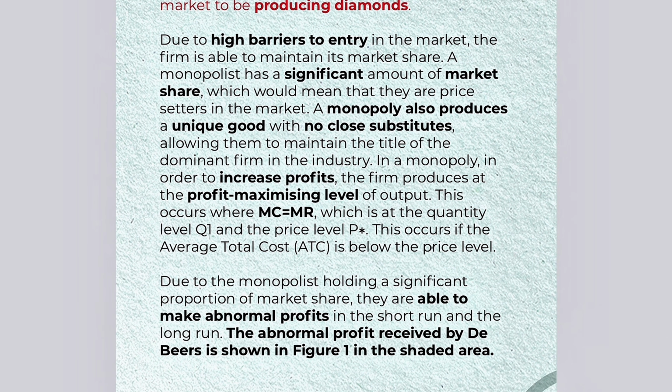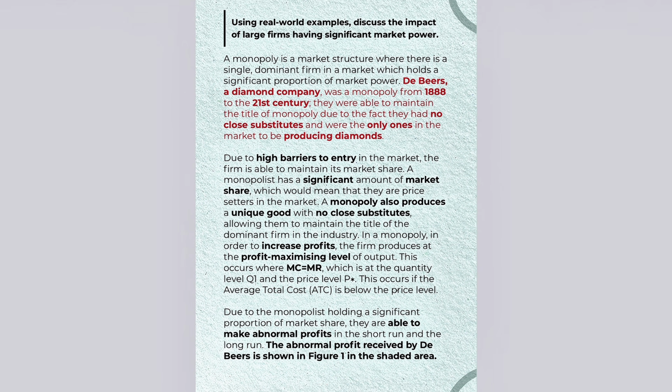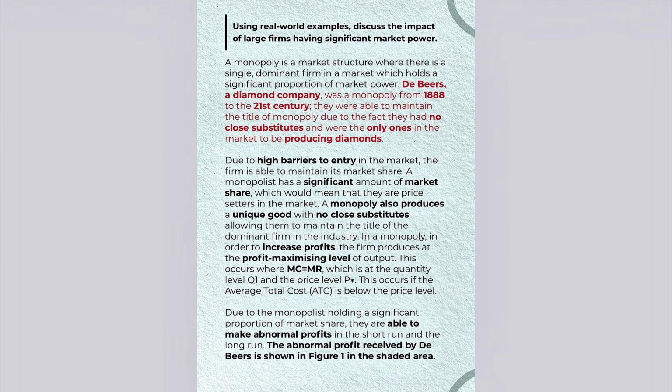And then the final paragraph here is due to the monopolists holding a significant portion of the market share, they are able to make abnormal profits, and the abnormal profits received by De Beers is shown in figure 1 in the shaded area. This is when they are referencing a diagram that they have drawn. This is a single paragraph that this candidate has written. I have split this into 3 sections so you can see how it aligns with my IDEA model in terms of structuring a paragraph. Let me show you.